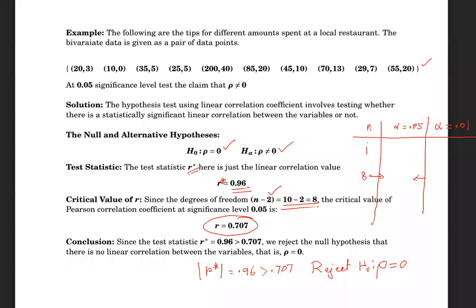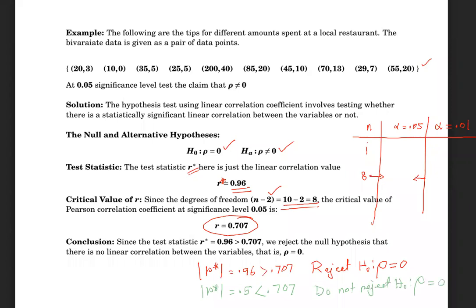On the other hand, hypothetically speaking, if your absolute value of R star were, let's say, 0.5, that would be less than 0.707, and then you do not reject H naught, which is rho is equal to 0. That's the way to go.